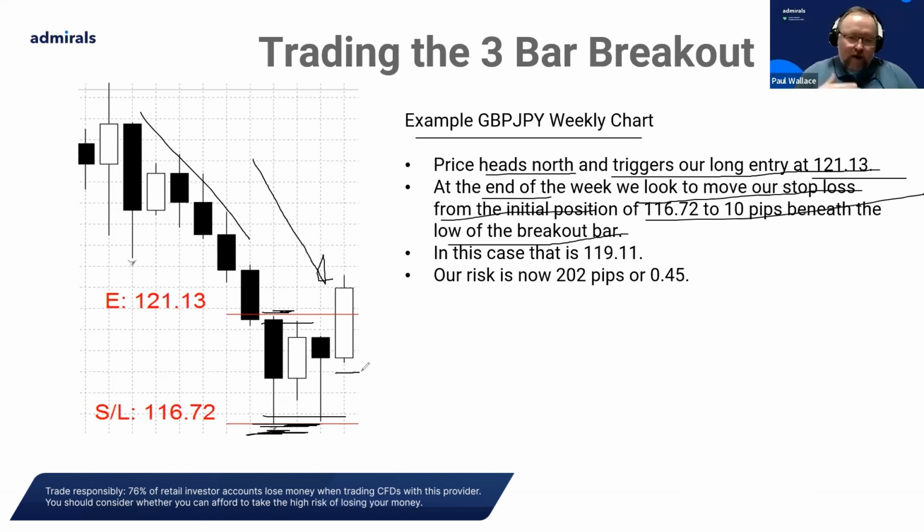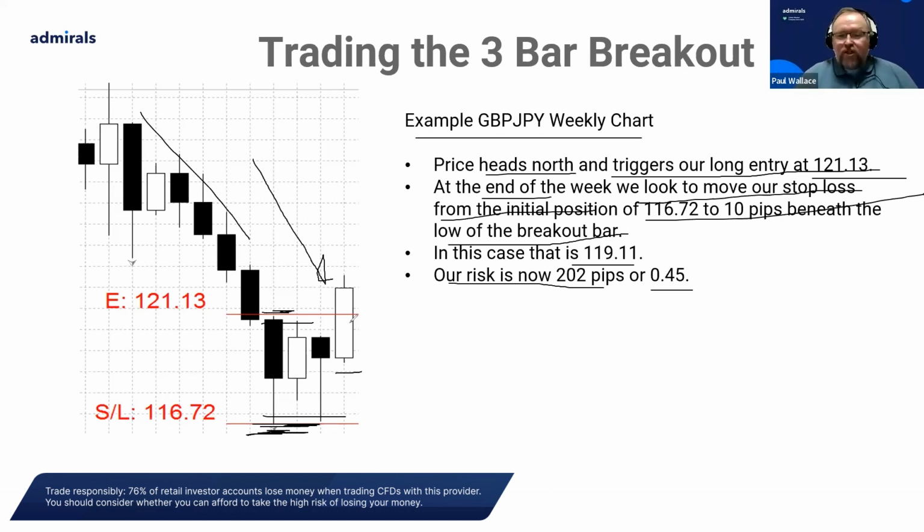That basically removes that. We are looking to effectively mitigate our risk, take down our overall trade risk. And so in this particular case, our stop loss moved from 116.72 up, and our risk is now gone from what was 441 pips to 202 pips, or about 0.45 R. So this, as I said, is what we'd call a first bar stop.